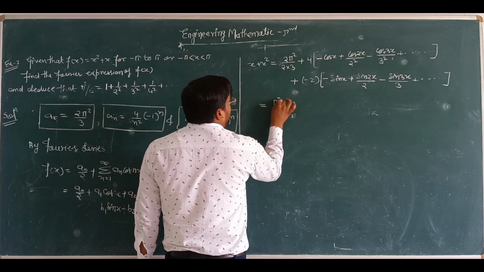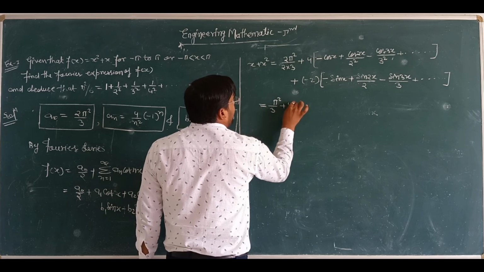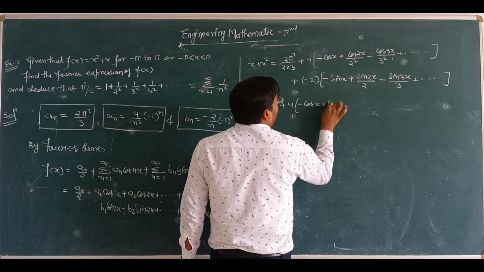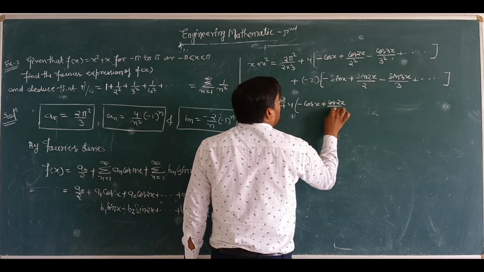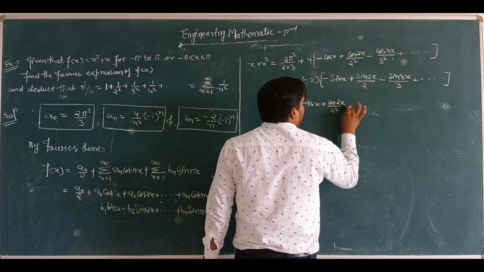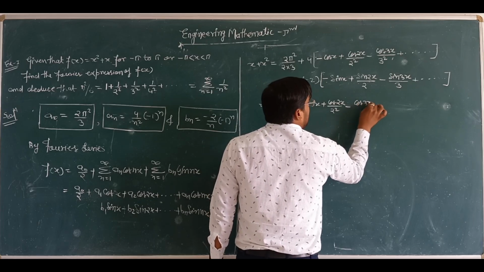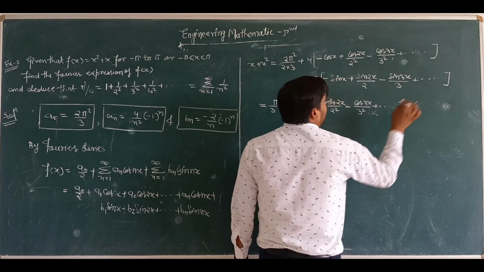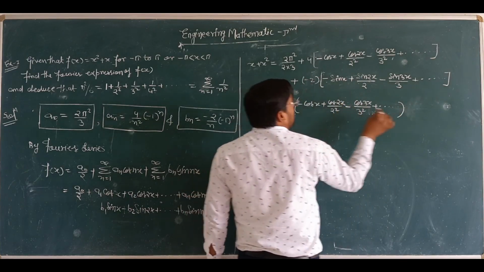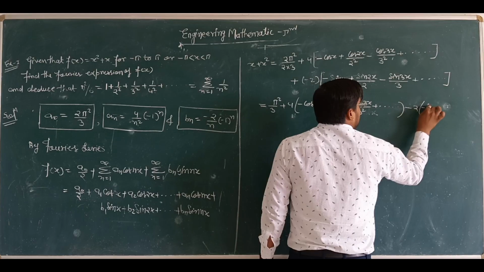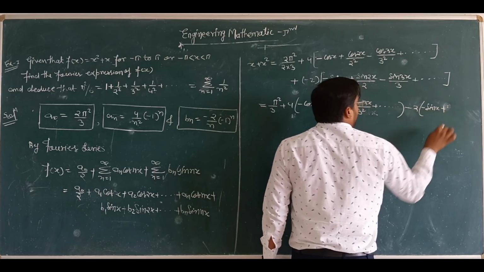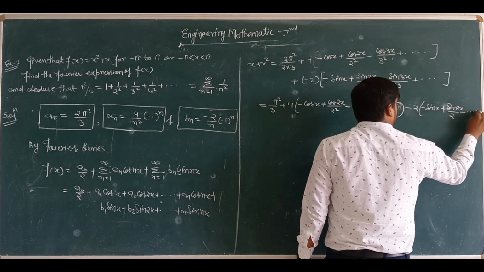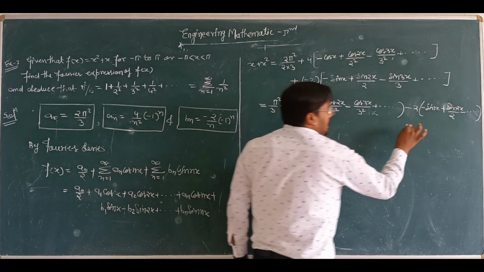You can write pi square by 3 plus 4 bracket minus cos x plus cos 2x by 2 to the power 2 minus cos 3x upon 3 to the power 2 plus and so on, minus sin x plus sin 2x upon 2 minus this. This is equation number first.